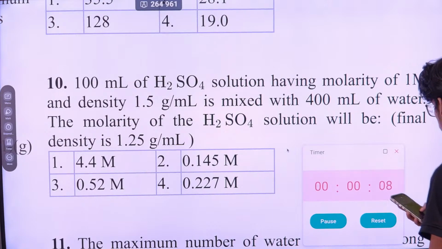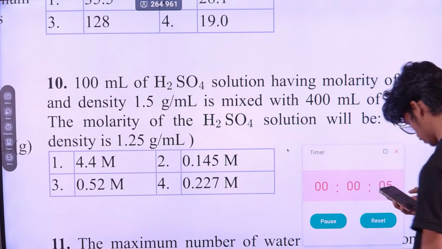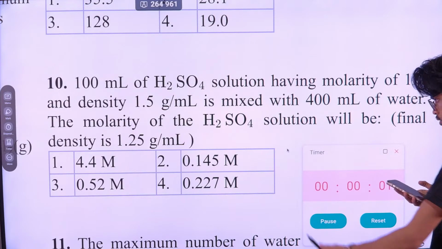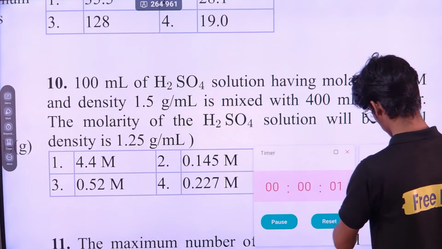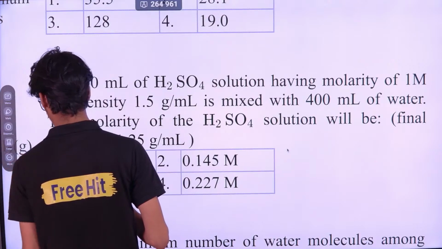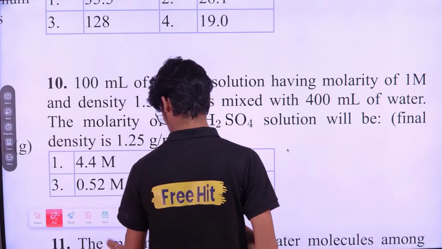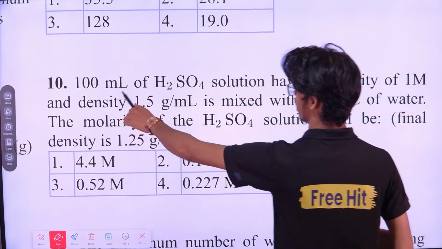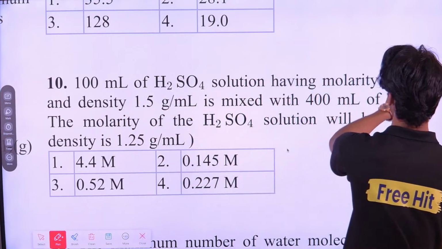Okay, 8 seconds, 7. Kanishka has answered for the first time. So Kanishka has answered option number 4. Let's see who's right. 0.227. I think you're right. Now, done. So 100 milliliter of this particular thing is having 1 molarity.